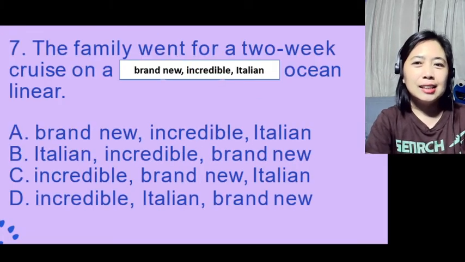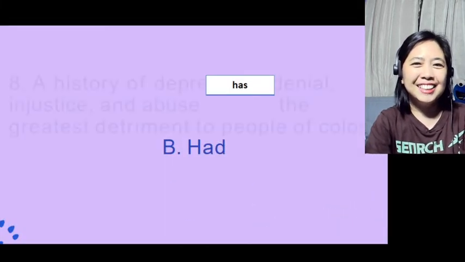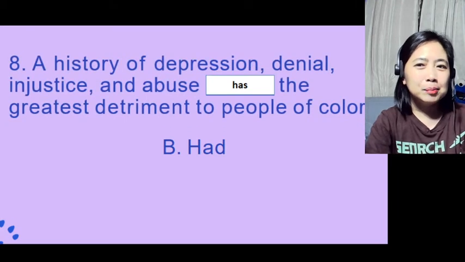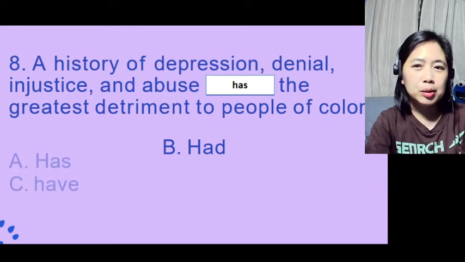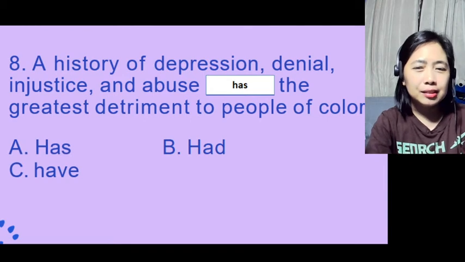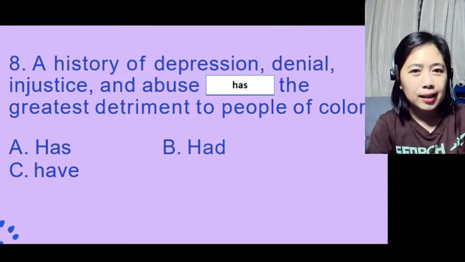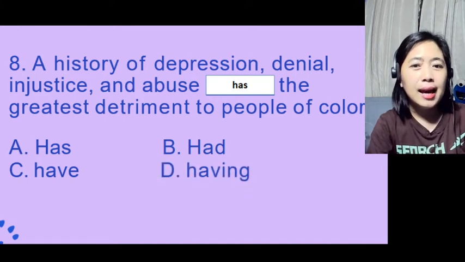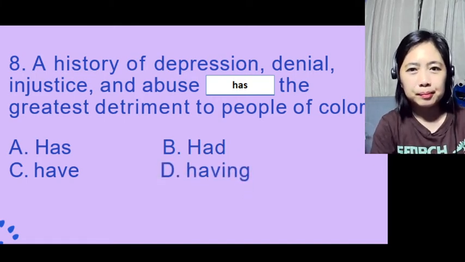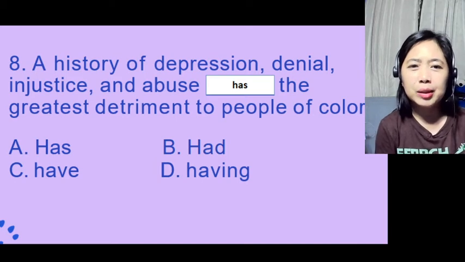Now let's have number 8 here. A history of depression, denial, injustice, and abuse has the greatest detriment to people of color. So A has, B had, C have, D having. Why do we have our answer as has?